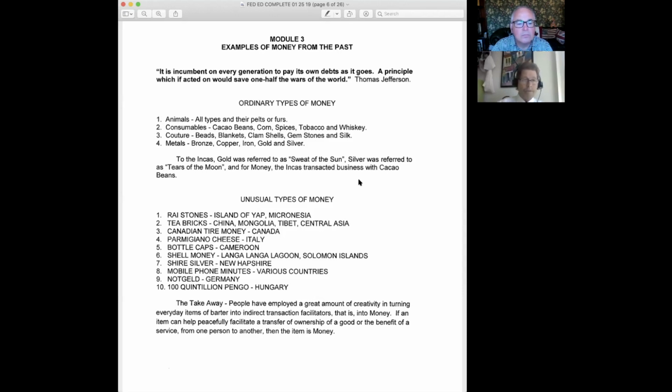They used cacao beans, which means the money for the Incas literally grew on trees. Despite what our parents had told us, what do you think, money grows on trees? Well, for the Incas, it did.